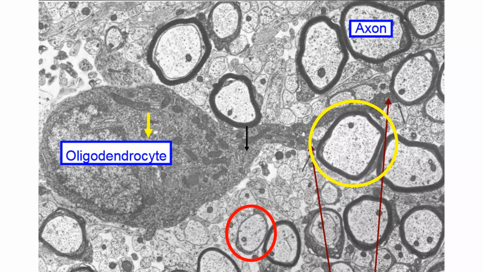If we look into this structure inside the red circle, we can see that the cell producing the sheath has covered the axon, but it has not turned round and is not producing several layers. So this is a non-myelinated axon. This situation is present in the central nervous system, and the myelin is produced by oligodendrocytes.